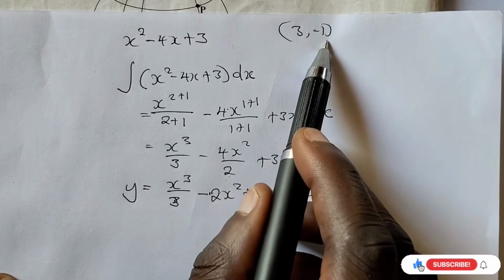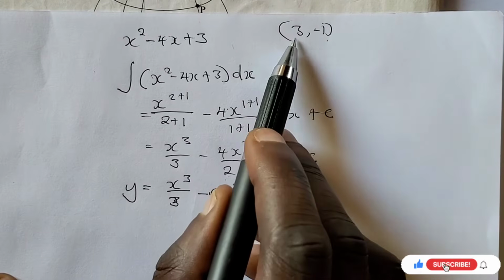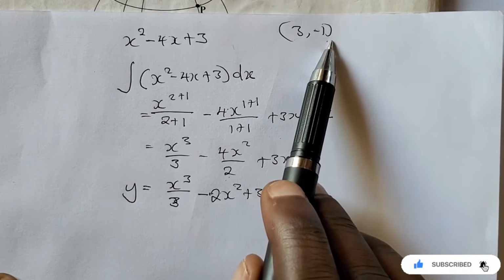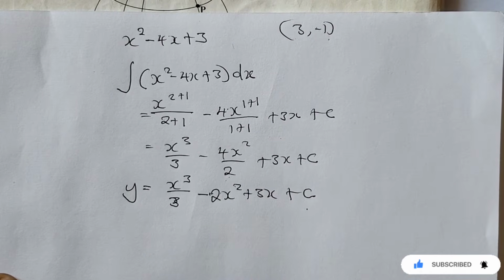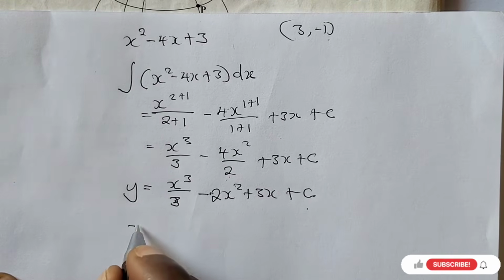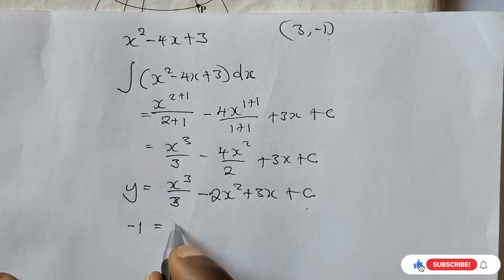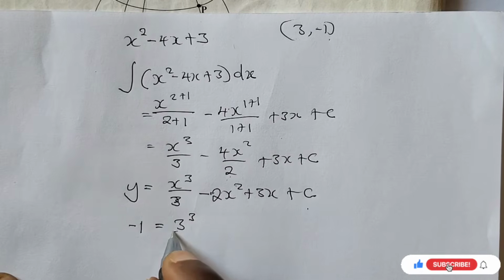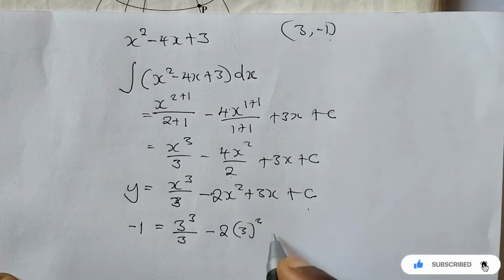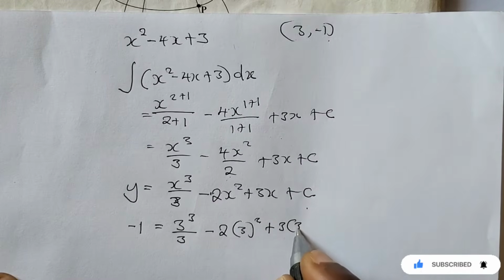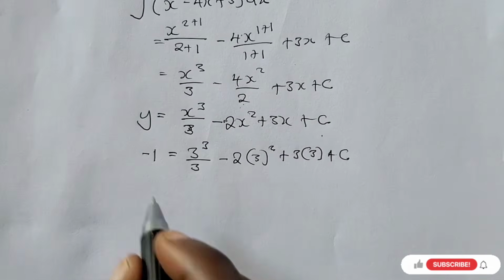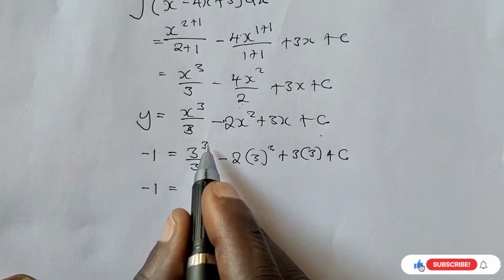This is x, this is y. So where there is x, we substitute with 3, and where there is y, substitute with negative 1, so that we find the c. Okay? So let's substitute. Where there is y, we're going to substitute with negative 1, equal to where there is x, 3 to the power 3 over 3, minus 2 times 3 squared, plus 3 times 3, plus c. Am I right? Good. So negative 1 is, okay?